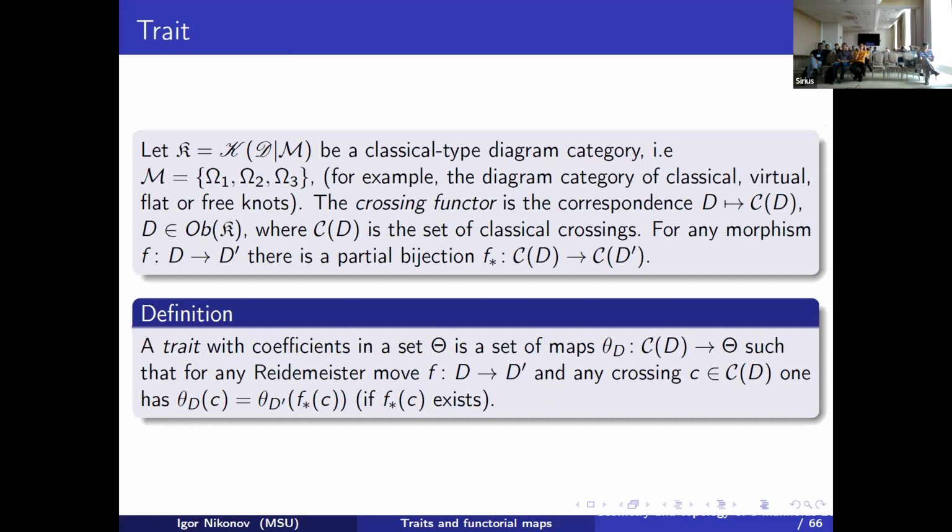And now we can define what is a trait. A trait is a characteristic of a crossing in a diagram which doesn't change after applying a Reidemeister move. As soon as we can follow the crossing after the third Reidemeister moves and isotopies, we assume that its characteristic, its trait, doesn't change.